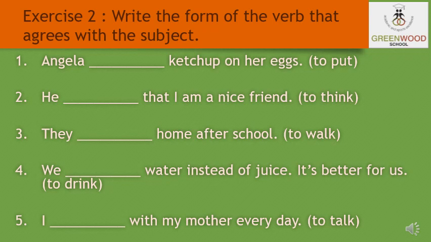First one, Angela dash ketchup on her egg. Second, he dash that I am a nice friend. Third, they dash home after school. Fourth, we dash water instead of juice. It's better for us. 5. I dash with my mother every day. Now you can do the answers.